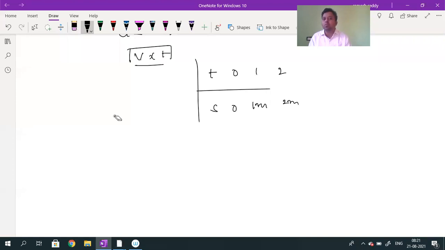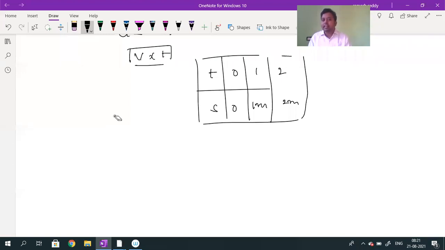Experimentally, I told you to draw the graph between displacement and time. So with the time, what is the displacement? You should come to know. Initially time is 0, displacement is 0. At time 1 second, displacement is 1 meter. At time 2 seconds, displacement is 2 meters.